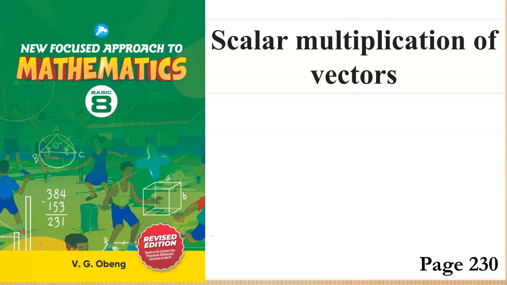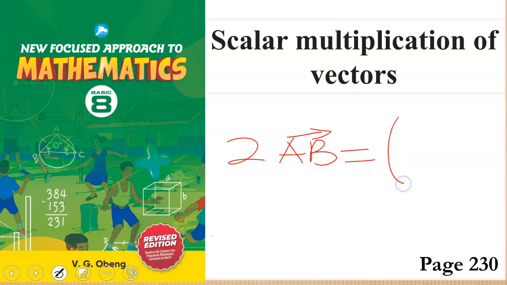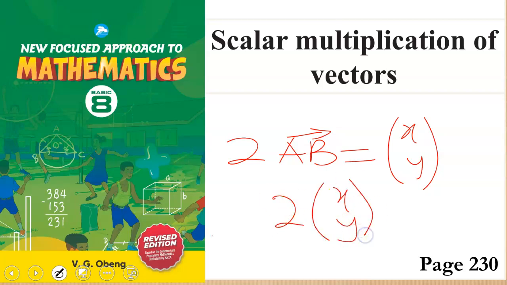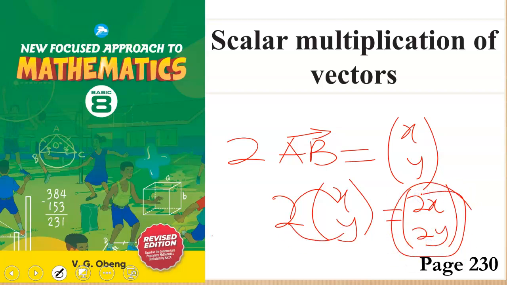What it means is that if I have a scalar, let's say 2, and it is to multiply a particular vector, let's say the vector is (x, y), then 2 is going to multiply the vector (x, y). By scalar multiplication, the 2 will multiply the x to give you 2x, and 2 will multiply the y to give you 2y. So the result becomes the scalar multiplication of the vector.